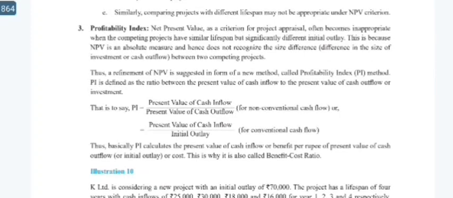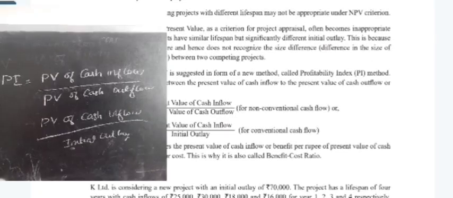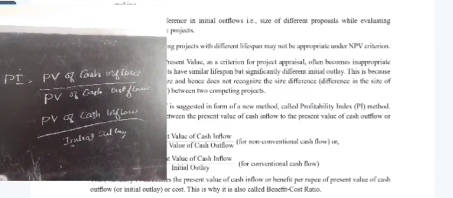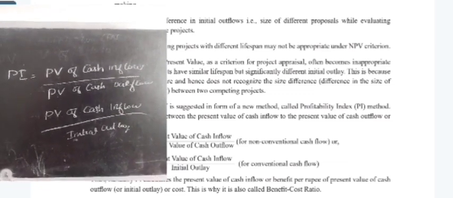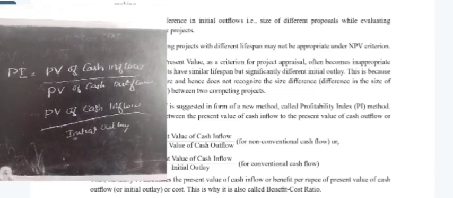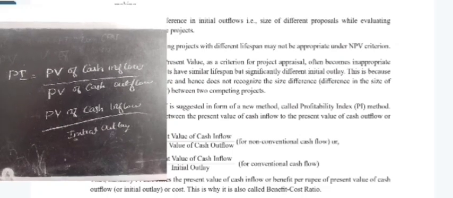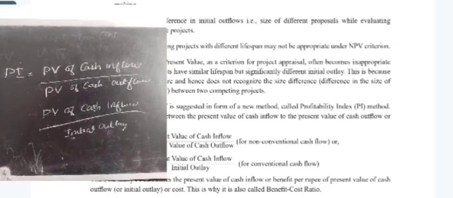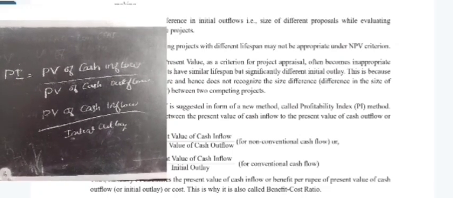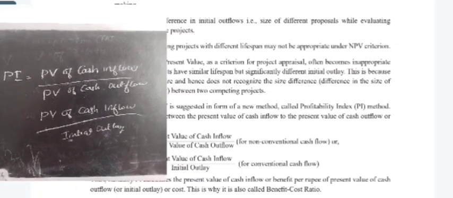The third method in the discounted cash flow method is profitability index. What is the formula for profitability index? Present value of cash inflow divided by present value of cash outflow. This is for non-conventional cash flow. For conventional cash flow, present value of cash inflow divided by initial outlay.